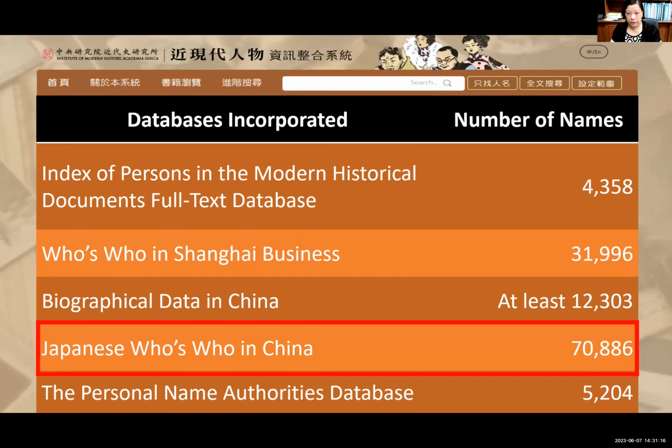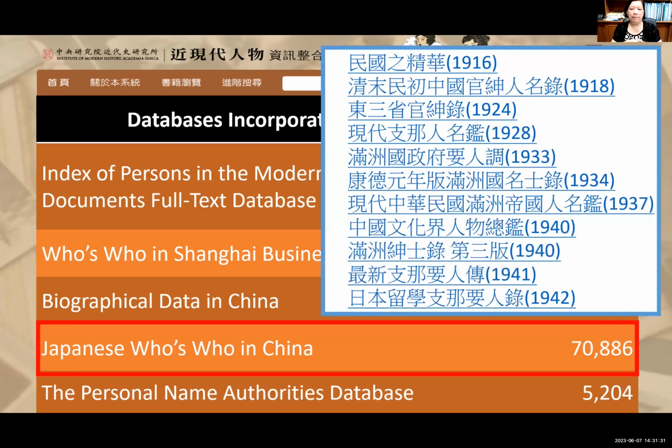Japanese Who's Who in China, 日文人民录, consists of 11 books published from 1916 to 1942. It is an image-only digital collection, but it still provides a limited search function because the staff of our institute has manually extracted basic biographical information such as names, age, native place, and careers of people, not 700, 70,000 people from the books.